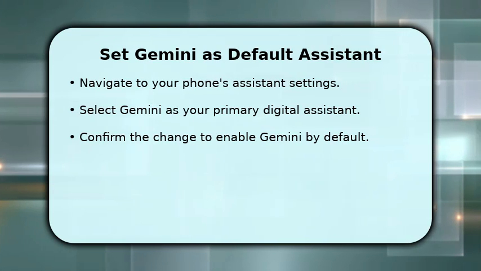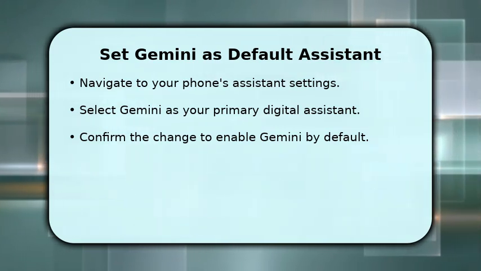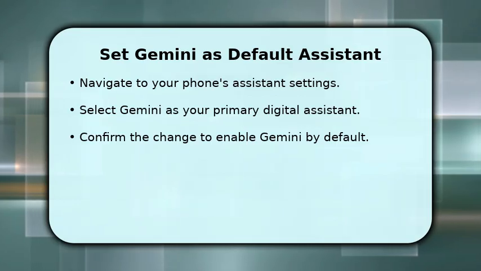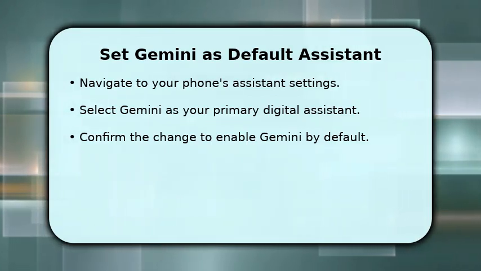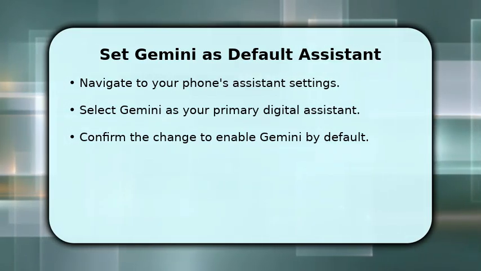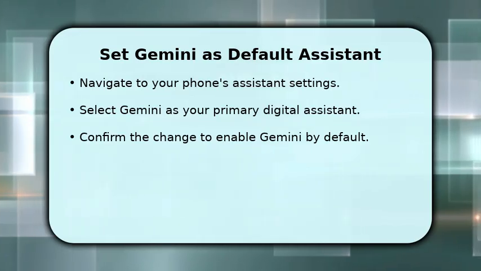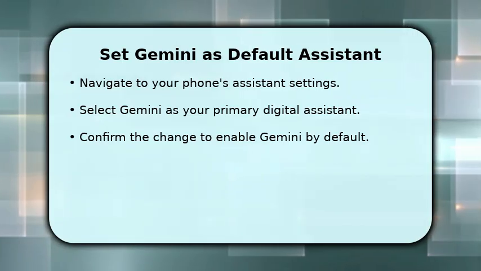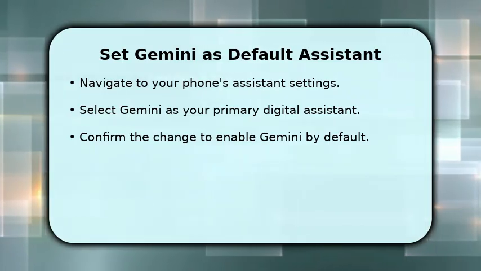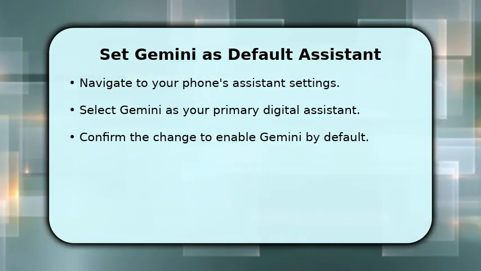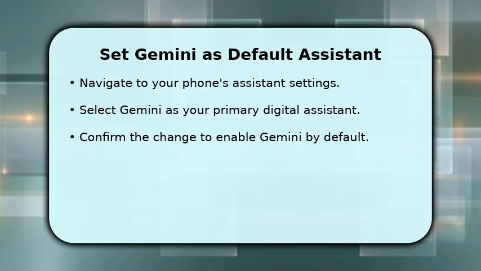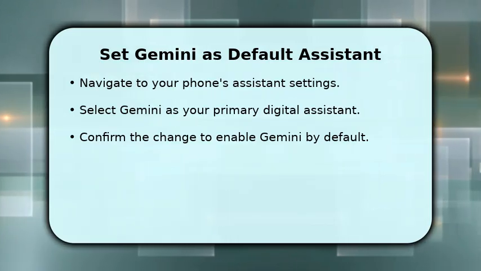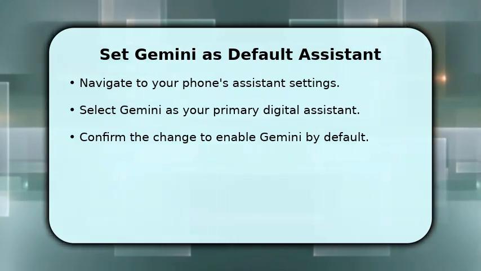Now, let's make Gemini your default assistant. Go to your phone settings, then search for Digital Assistant app or Default apps. From the list, choose Gemini as your preferred assistant. This allows you to activate Gemini with a long press of the power button or by saying, "Hey Google," depending on your device's configuration. It's a quick process to integrate Gemini seamlessly into your daily routine.